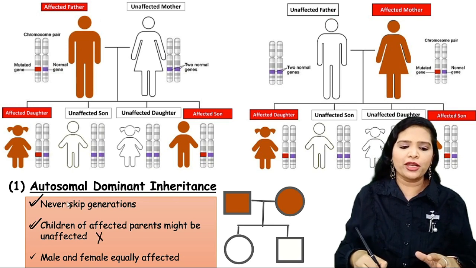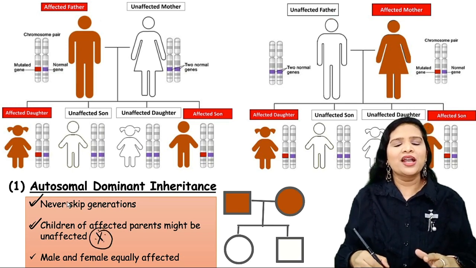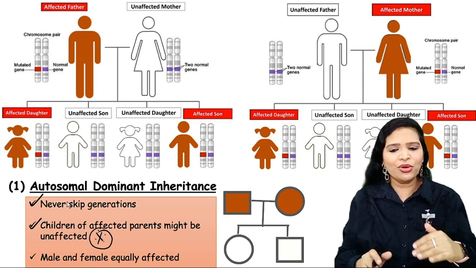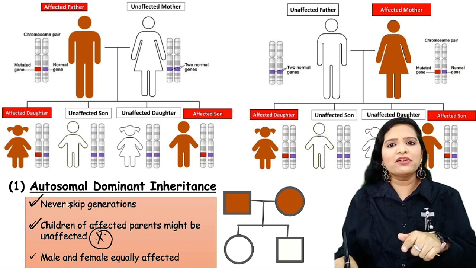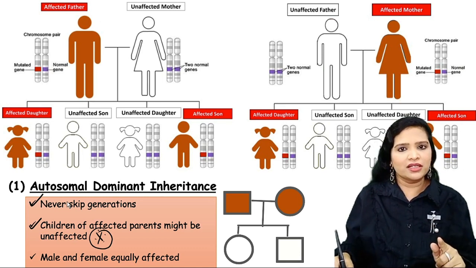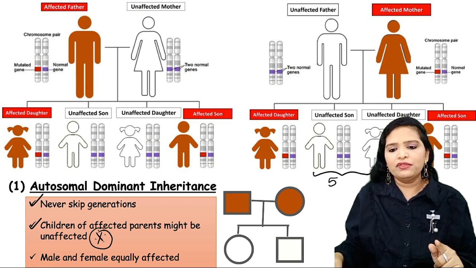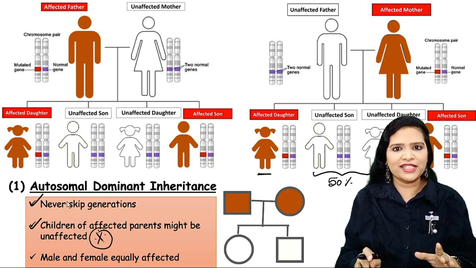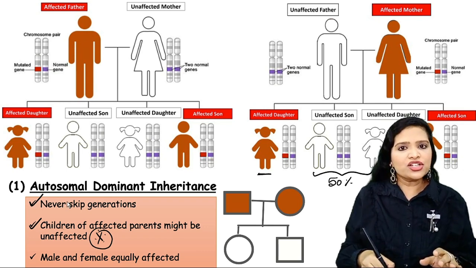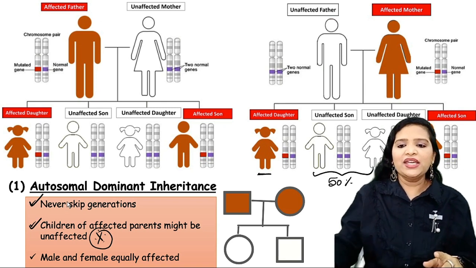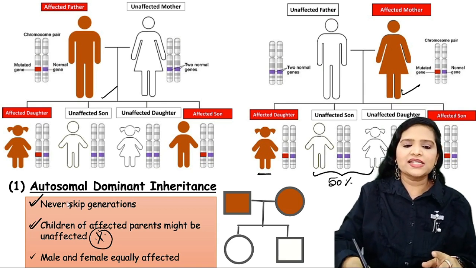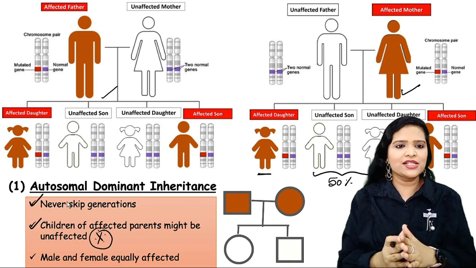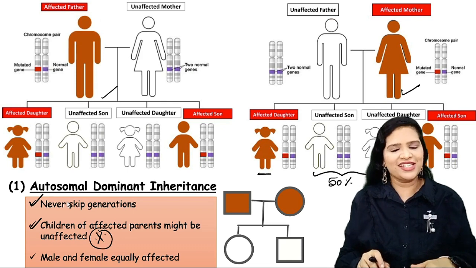Second point is that the children of affected parents might be unaffected. This is the most important point. So what do you mean by this? I previously told never skips generation. That means everybody will be affected? No. A person in each generation will be affected, but only 50% will be affected. Look here, 50% of children will be normal and the rest 50% only will be affected. So the point is that the children of the affected parents, whether mother or father is affected, could produce a healthy child. This is one characteristic of autosomal dominant inheritance.